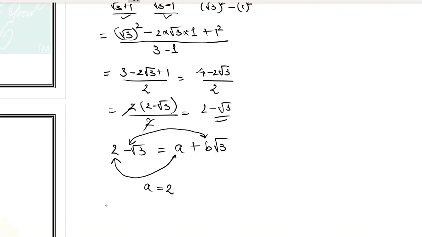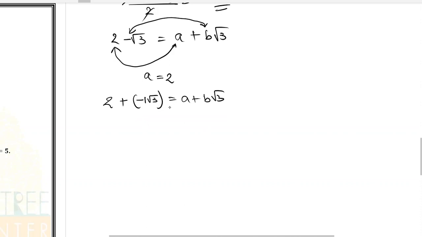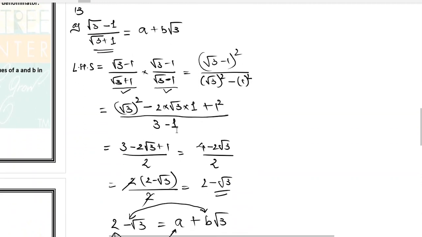So I will tell you that, can I write this as 2 plus minus 1 root 3 is equal to a plus b root 3? Can I write it this way? 2 plus minus 1 into root 3. So now can you tell me what is in the place of b? What is in the place of b over here? Minus 1. So what is the value of b? Therefore b is equal to minus 1. So that's it. That is how you find your a and b, just by simple comparison. So first you have to bring your LHS, or left hand side, to the simplest form and then find a and b. Okay, I hope this doubt is clear.